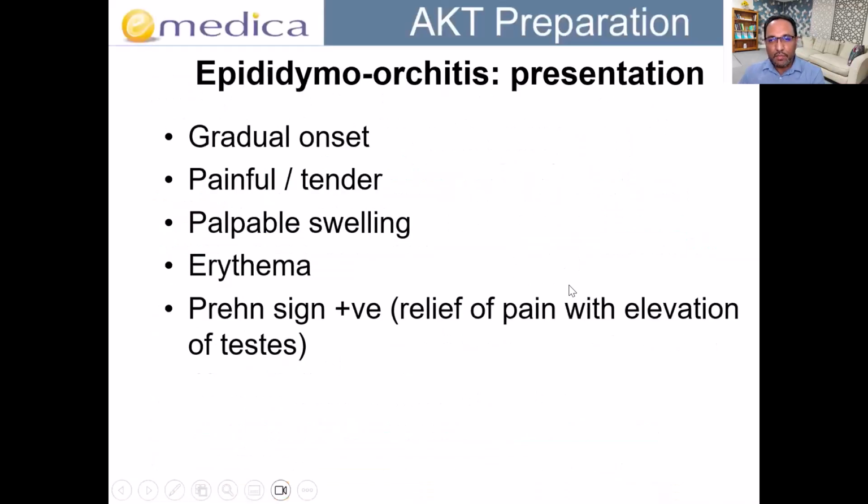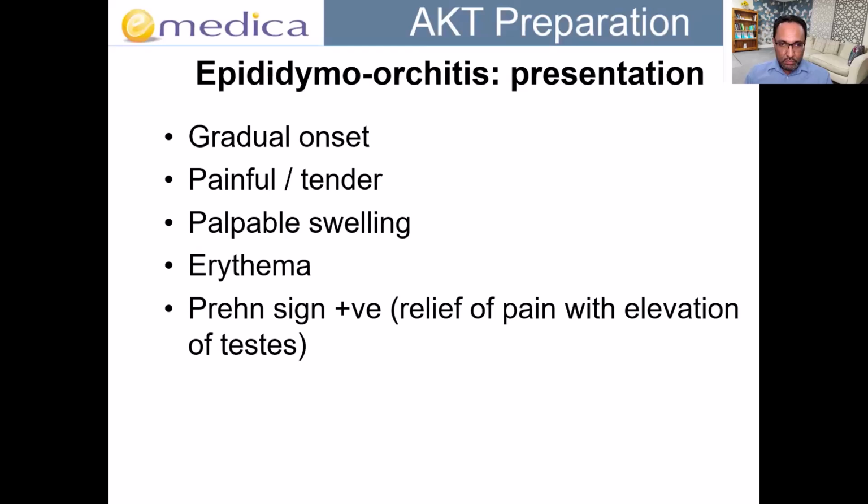So how does epididymo-orchitis present? It comes on gradually, and what happens is they've got pain, there's tenderness, usually there'll be a swelling, it's usually on one side, there'll be erythema overlying the swelling, and then a very useful clinical sign is Prehn's. So this is where you elevate the scrotum, thereby elevating the testes, and that relieves the pain.